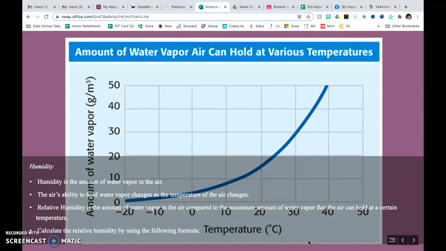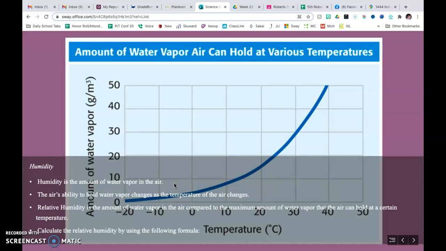So let's talk for just a second about humidity. If you've ever gone outside in the summertime and it was so hot and not a breeze at all, and you just immediately break out into a sweat, that is due to the humidity. It's also called stifling. You can hardly breathe. So humidity is the amount of water vapor that's actually in the air at a given time.